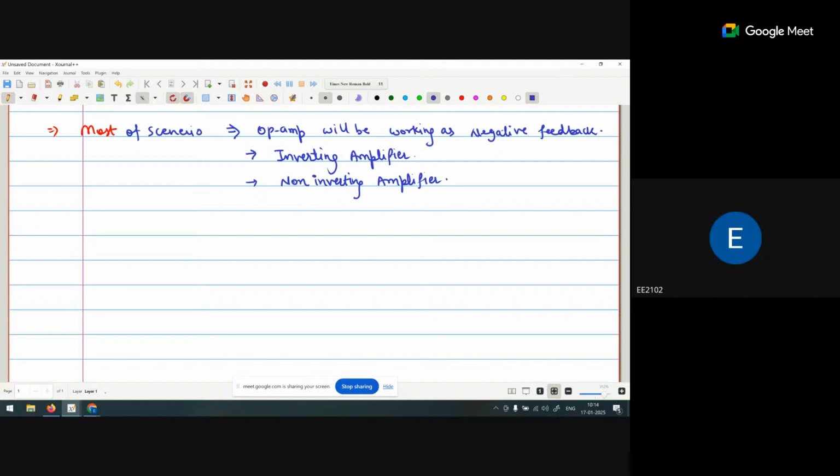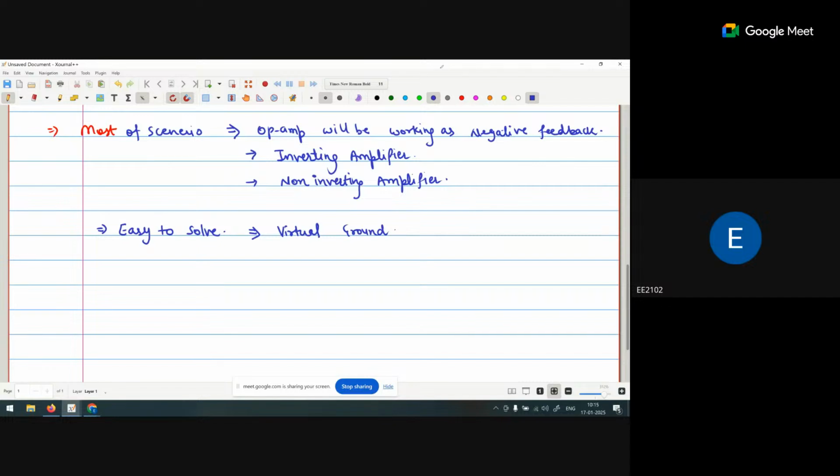The reason behind the negative feedback is that it is easy to solve. How is it easy to solve? We are considering that when the operational amplifier is working as a negative feedback, it behaves as a virtual ground.